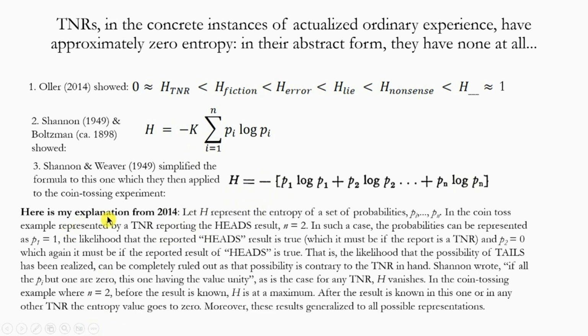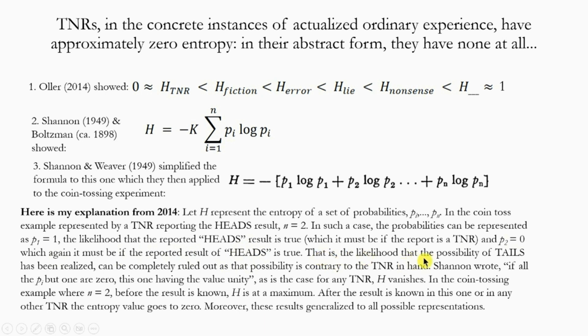The simplest example is the one defined in terms of 2 possible outcomes. Here's my explanation from 2014. Let eta represent the entropy of a set of probabilities p sub i through n. In the coin toss example represented by TNR, reporting the heads result, n is equal to exactly 2. In such a case, the probabilities can be represented such that p sub 1 is 1, the likelihood that the reported heads result is true, which it has to be if the report is a TNR, and p sub 2, the probability that it is false, is exactly 0, which it has to be if the reported result of heads is true.